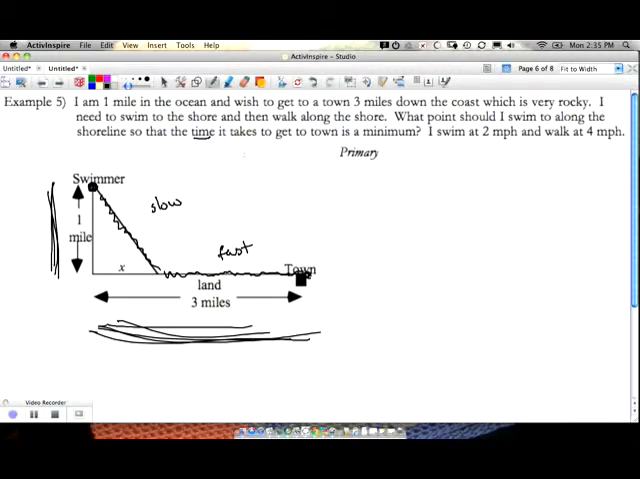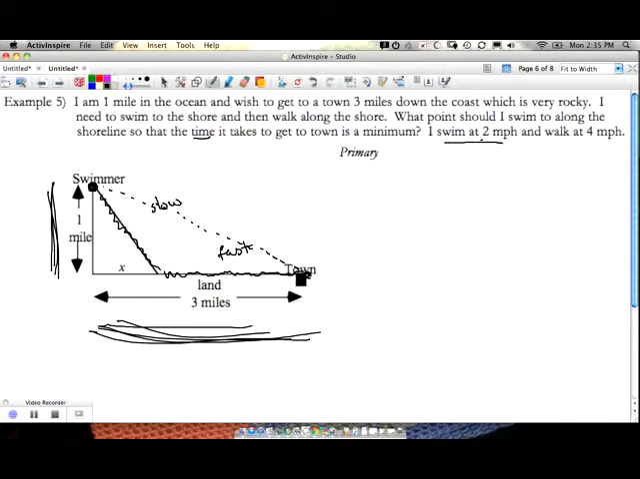If I want to minimize my time, not necessarily my distance, because the shortest distance between 2 points is going to be a diagonal line. But the hard thing about that is that'd be all swimming. That'd be all slow. I need to do a combination of some slow and some fast. Because the diagonal slow is actually short distance, but it's going slow.